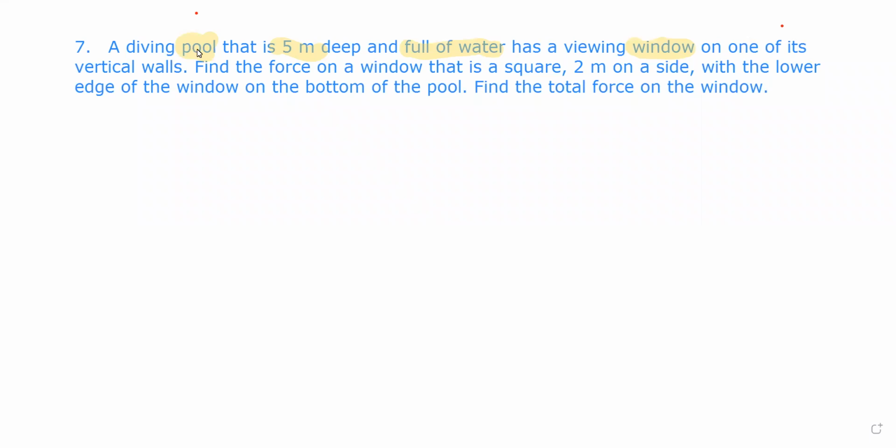The pool with the window, and the pool is 5 meters deep. The window is on one of its vertical walls, and we're going to find the force. This is about the force of the pressure against the surface, the force on the window. The window is a square, 2 meters on a side, with a lower edge on the bottom of the pool.